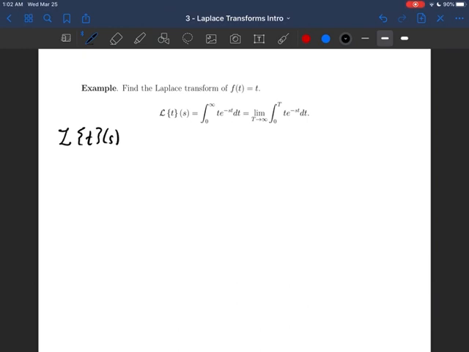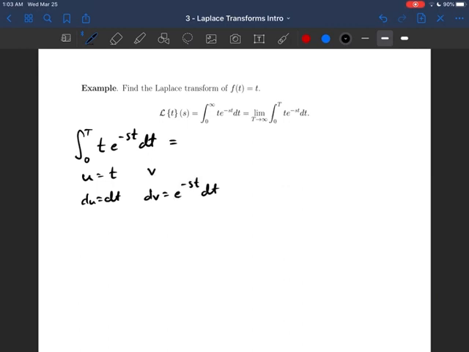All right, so the Laplace transform of t of s is equal to, well, let's back up a little bit. Let's just do the integral first, and then we'll come back and take the limit, and that'll be our Laplace transform. So we're going to do the integral from 0 to capital T of t e to the minus st dt. Now this is going to be by integration by parts, so I need a u and a dv. Let's start with my u. U will be equal to t, so du is dt, and my dv is everything else, so e to the minus st dt. So v, its antiderivative, is minus 1 over s e to the minus st.